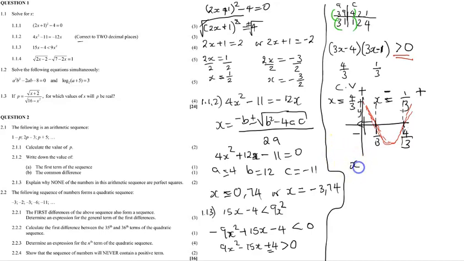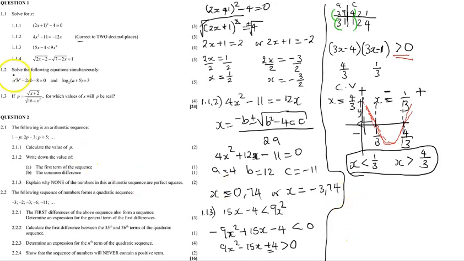So our answers are going to be two separate answers. So our x is less than 1 over 3, and our x is greater than 4 over 3. So you cannot write these as one. You cannot combine these two because you do not have a number that is less than 1 over 3 and greater than 4 over 3 at the same time.